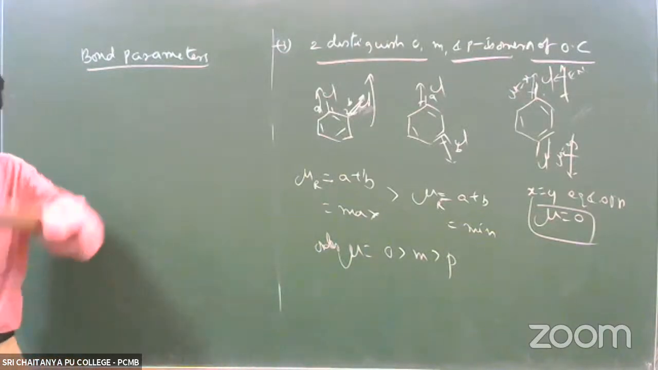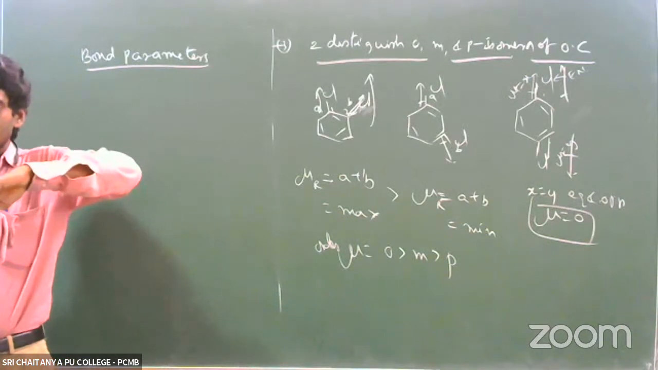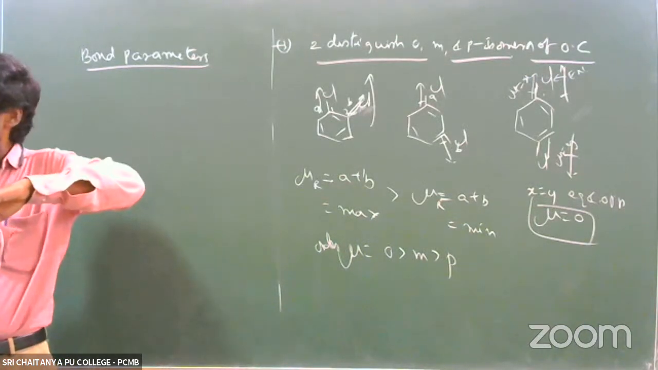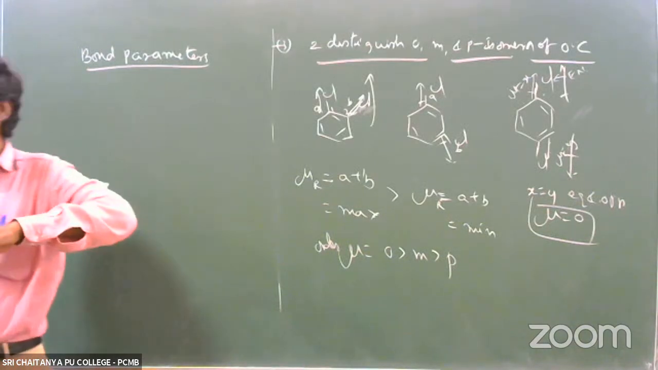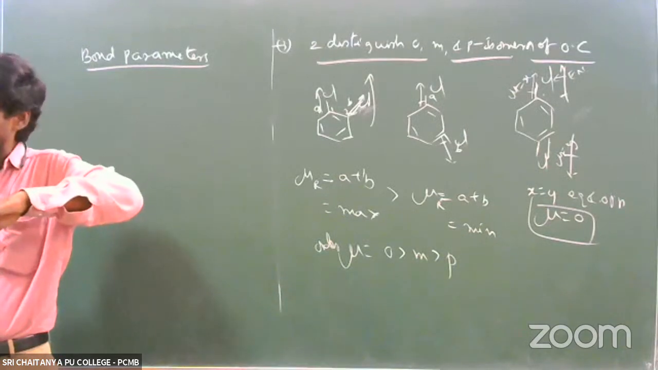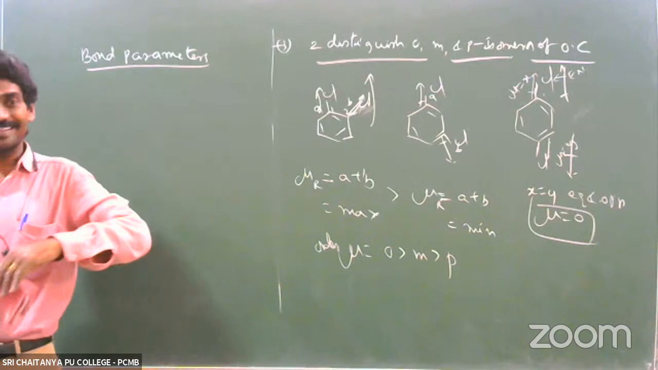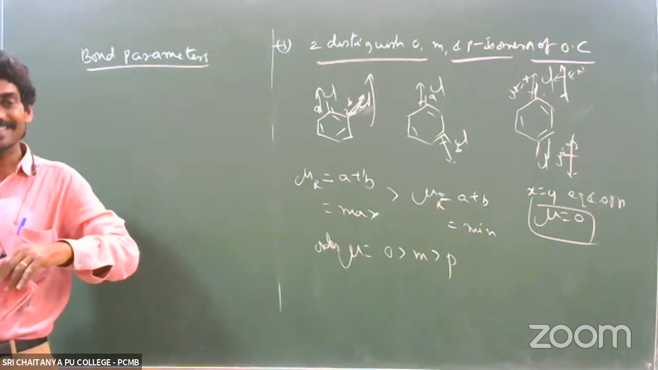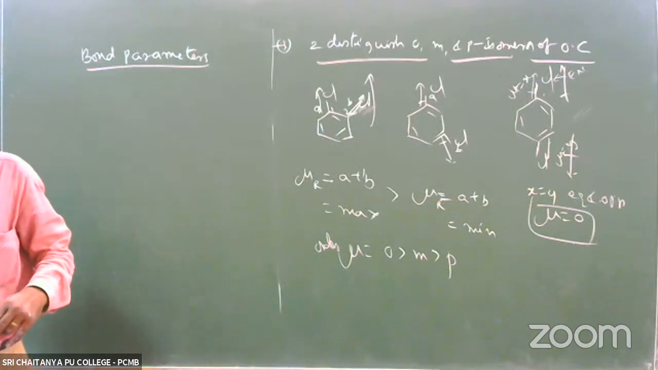Now, once a covalent bond is formed by the overlapping of atomic orbitals, the distance between the two bonded atoms is called bond distance. This is called bond length. And the angle between the two orbitals which get overlapped to form the covalent bond is called bond angle. And the energy that is released during formation of one mole of covalent bond is called bond energy.